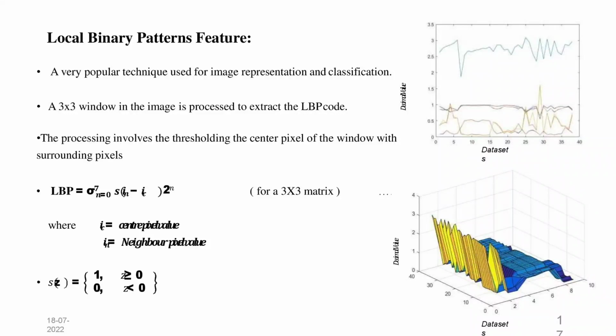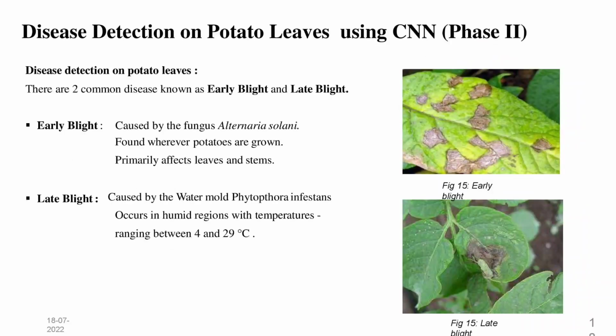Next comes the local binary pattern. It is a very popular technique used for image representation and classification. It is nothing else but a 3 cross 3 matrix, and the processing involves thresholding the center pixel value of the matrix and calculating the surrounding pixels value with respect to the center pixel value. In the second phase of our project, we have done disease detection of potato leaves using CNN.